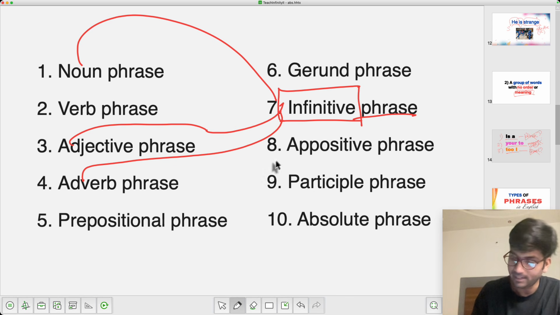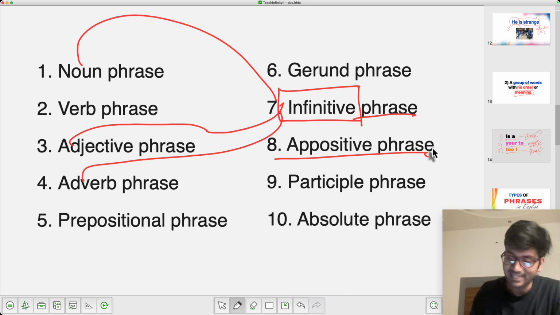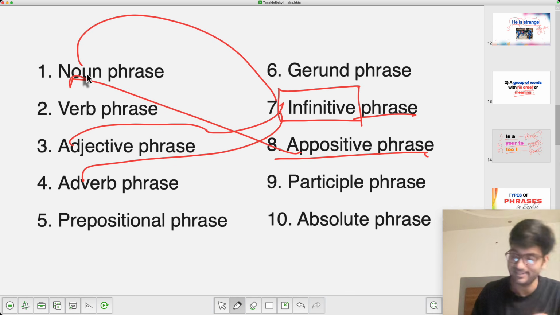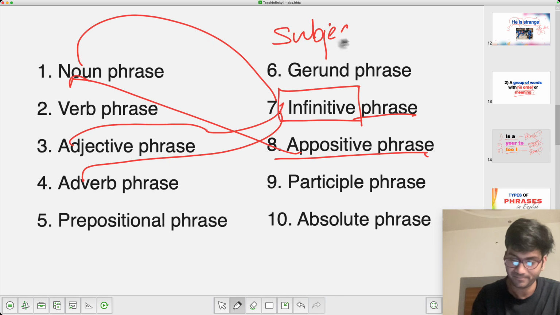Then an appositive phrase. This is basically a noun phrase, and it sits next to the subject of a sentence.